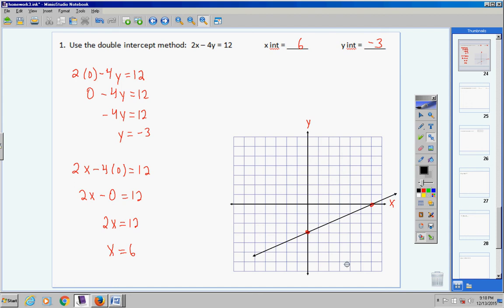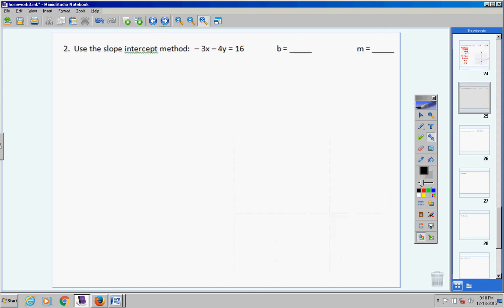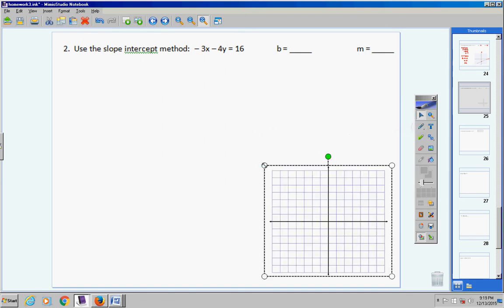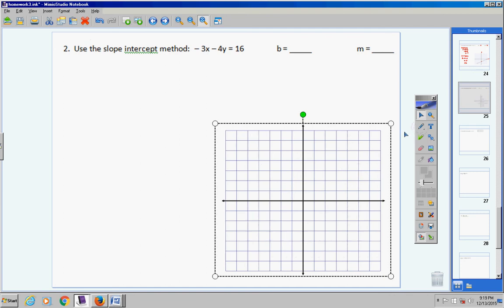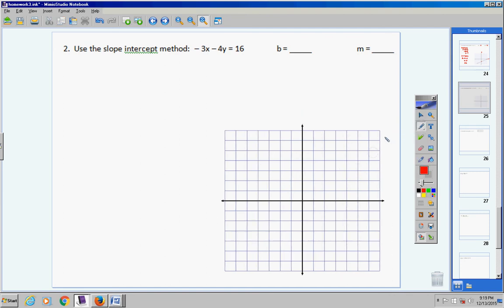So there it is. Okay, now I want you to know how to graph a linear equation using the slope-intercept method. Okay, slope-intercept method. So if you want some steps, here they are. Step 1, get y all by itself. Or in other words, solve the equation for y.